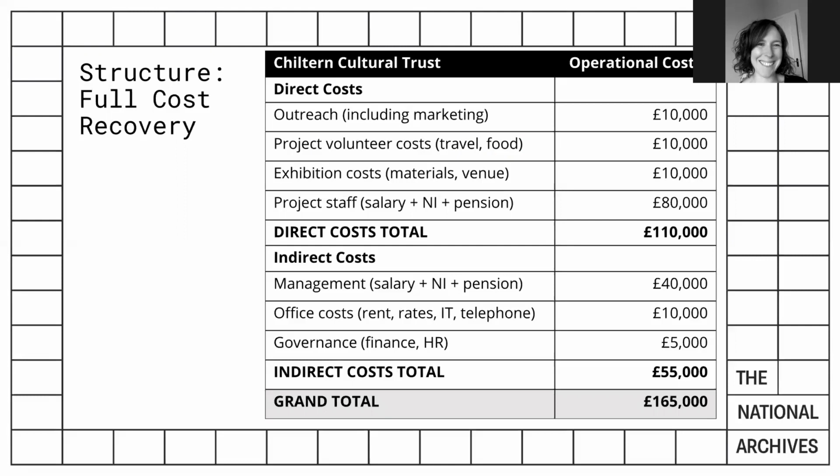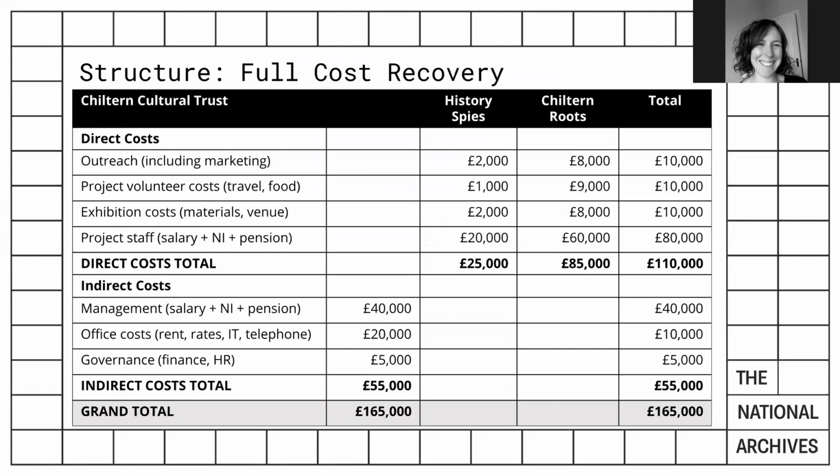So this organisation's got a budget of £165,000 a year, and you can see they've got direct costs, so they've got outreach, they've got volunteer, they've got exhibition costs, and they've got staff salary costs, and they've got their indirect costs and management, office costs and governance and so on. And you can see those are broken down as direct and indirect, so their total budget is about £165,000 a year.